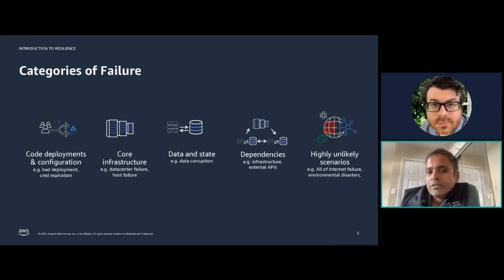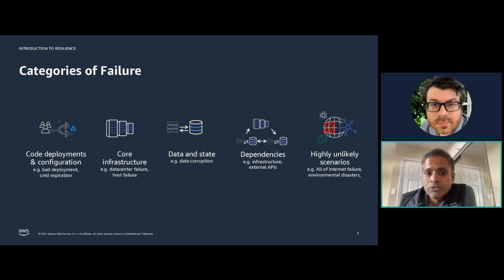As a part of your responsibility for resilience in the cloud, you need to think about resilience threat modeling. These are the categories of failures that you can use as a framework to do resilience threat modeling. Categories could be code deployments and configuration. For example, what happens when you have a failed deployment? Do you have the instrumentation to detect it? Can your CI/CD automatically roll back?